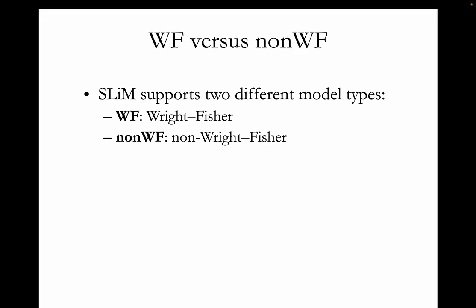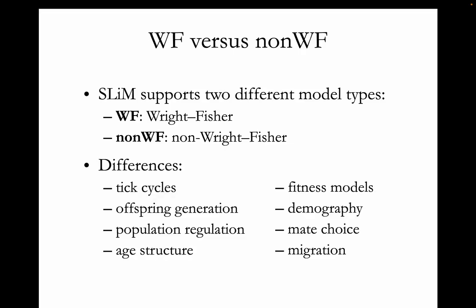SLiM supports two model types, the Wright-Fisher or WF model type and the non-Wright-Fisher or non-WF model type. These two model types are radically different. They're different in the tick cycle that SLiM runs over and over as the simulation progresses, and in the way they generate offspring and regulate their population size, in their age structure and demography, the way they treat fitness, and so forth. Understanding this difference is pretty foundational, so let's look at it a bit more closely.